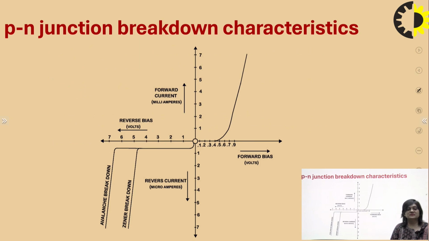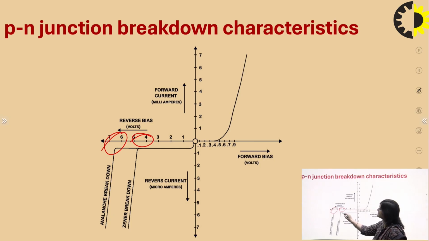So this shows the VI characteristics of the Zener breakdown and the avalanche breakdown. Here we can see the Zener breakdown occurs at a voltage between 5 to 8 volt, and the avalanche breakdown occurs beyond that.